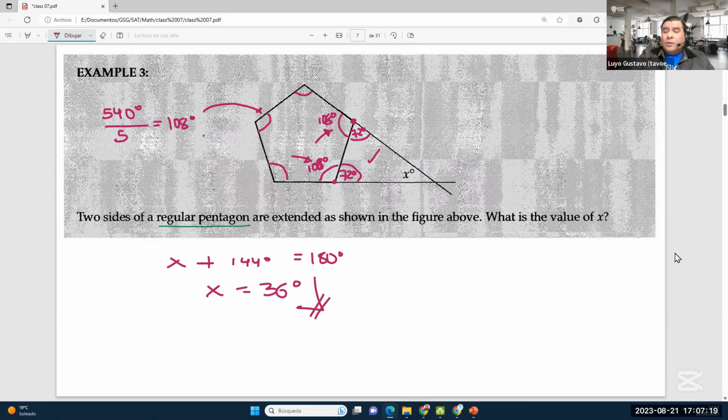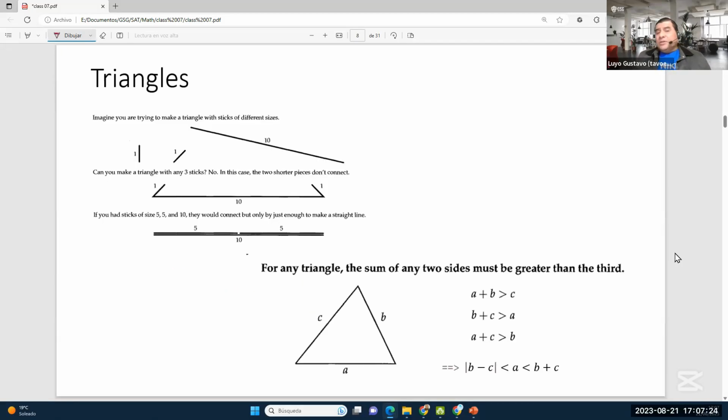Okay, let's see one more example and some more properties. Now let's talk about triangles indeed. Well, there is one first property that is very important for triangles. It's about the theorem of existence of a triangle.